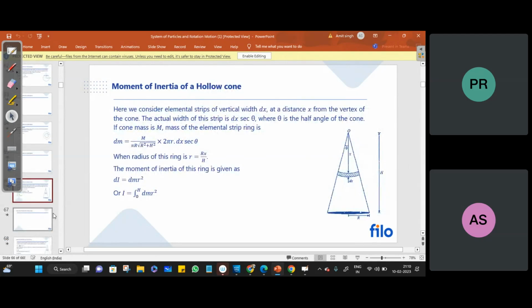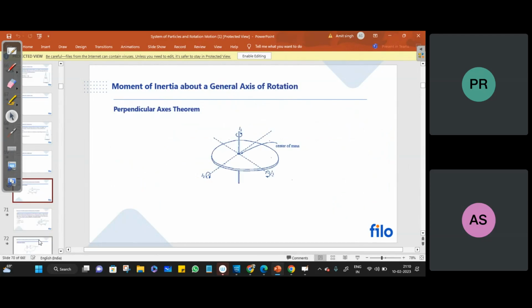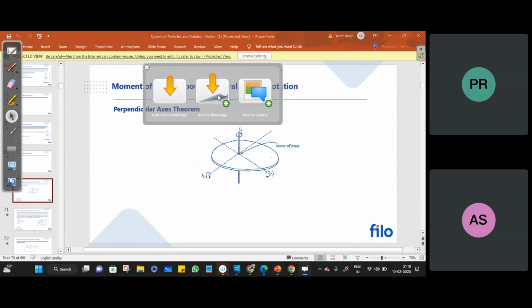Okay. So now I'm skipping this. All these are derivations, like the moment of inertia of a hollow cone. You have to go through it. Mathematics only. The concept is the same. Choose one element. Now I'm directly jumping to the moment of inertia axis theorems.